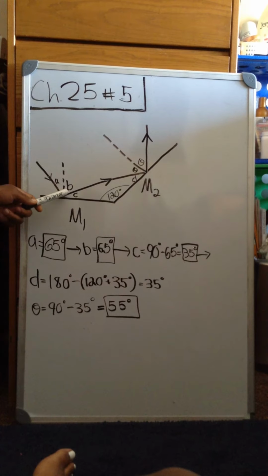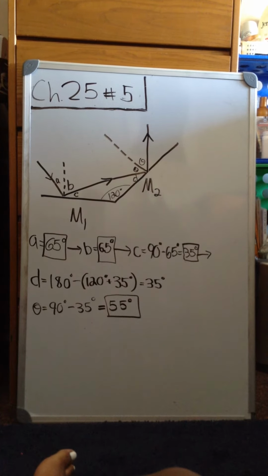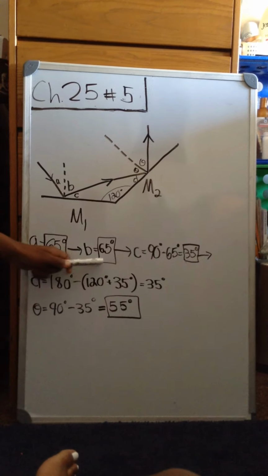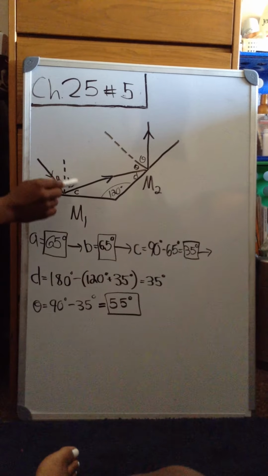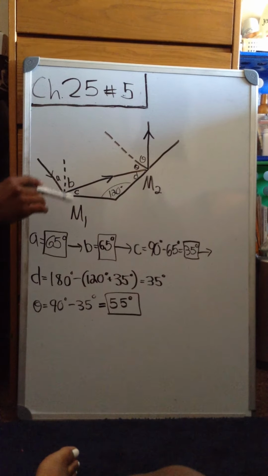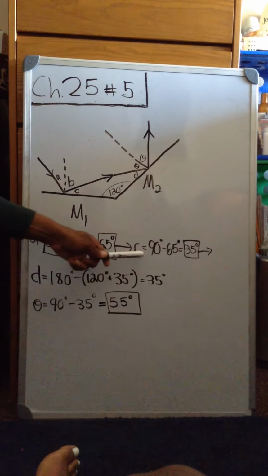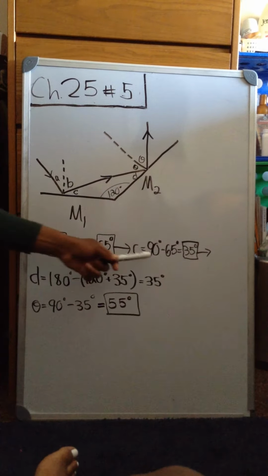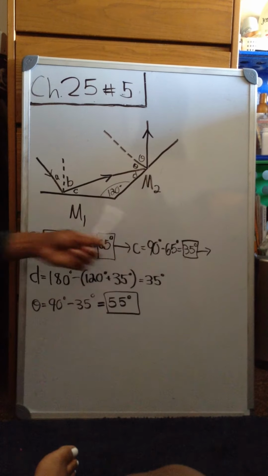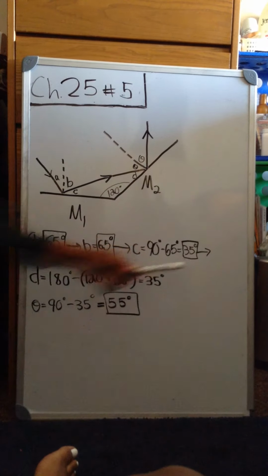The angle A and angle B are congruent angles, so they have to be equal. So angle B is also 65 degrees. And once we get to angle C, angle B and angle C are actually complementary angles. So to solve for angle C, we simply take the 90 degrees that angle B and C make up together and subtract angle B, which we know is 65 degrees, from 90 to get our angle C, which is 35 degrees.